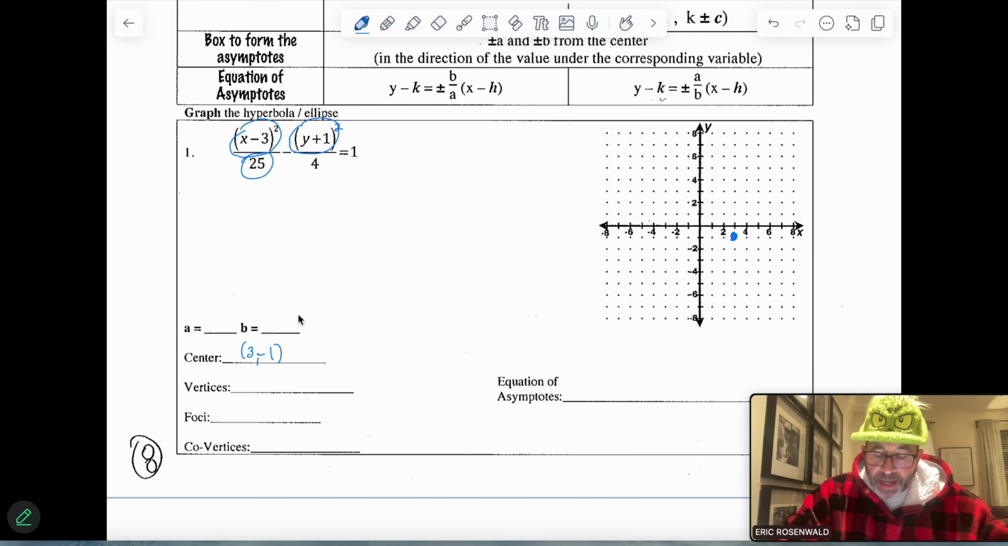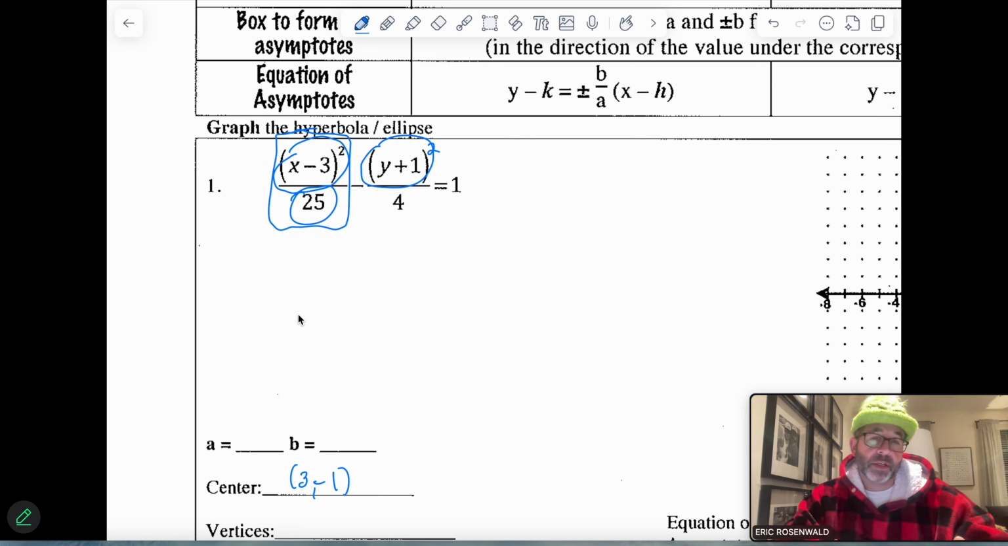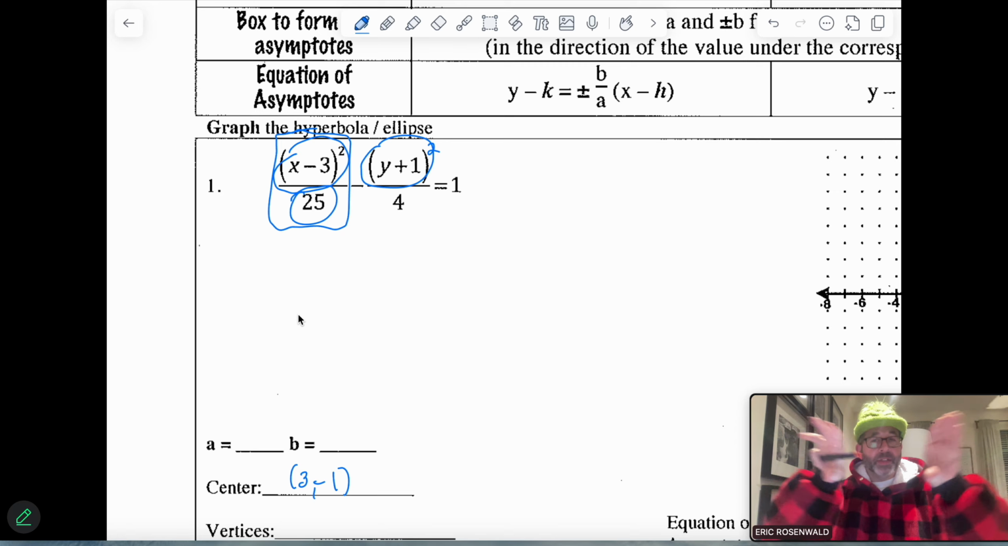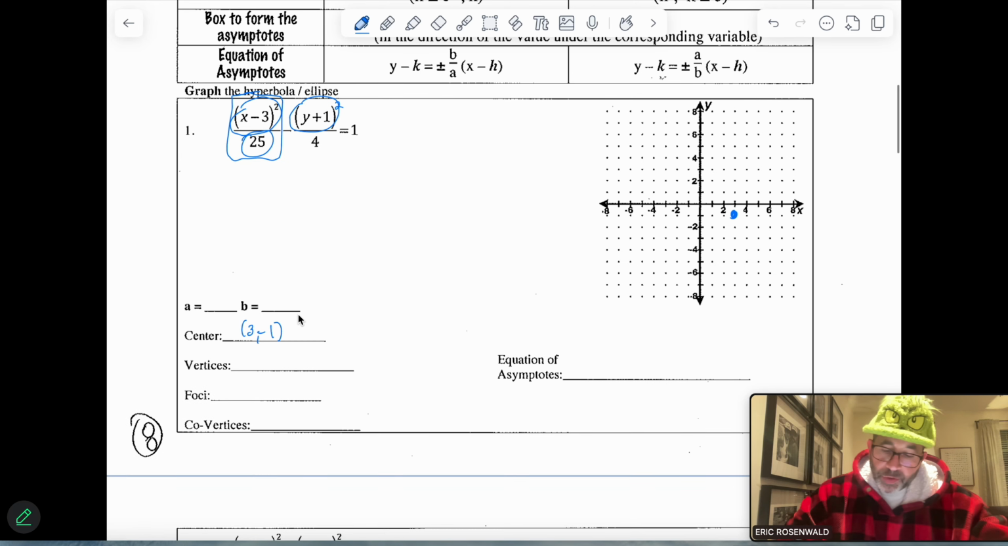The radius in the x direction, when you look at this, is, oh, by the way, real quick, since it's x minus 3 being squared, we know that the graph is going to open in the x direction, so it's going to open left and right. All right? So the a value here is going to be the square root of 25, which is just going to equal 5. And the square root of 4 in the y direction is going to equal 2.